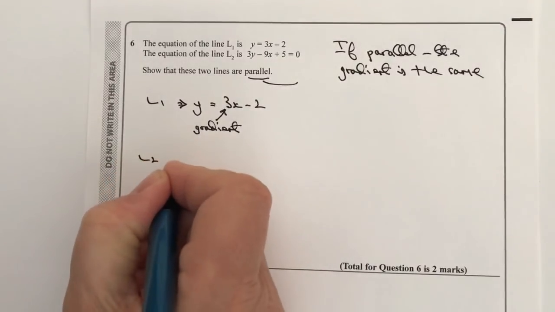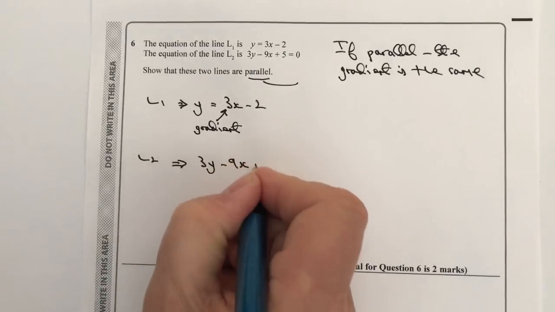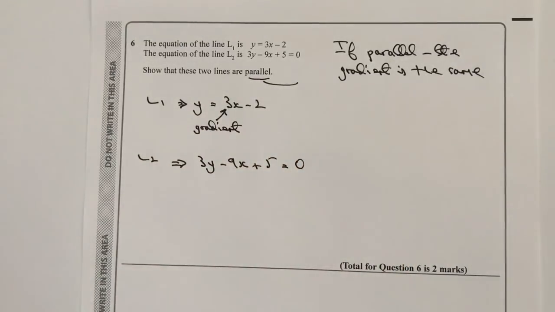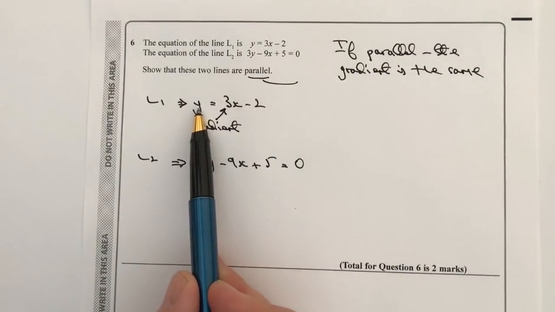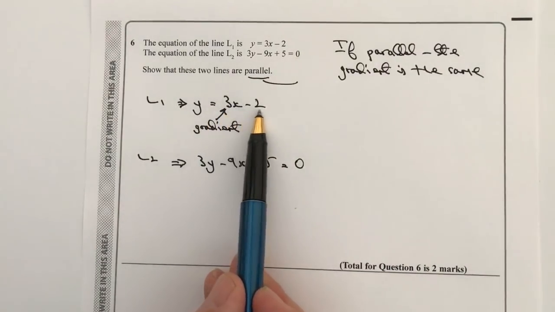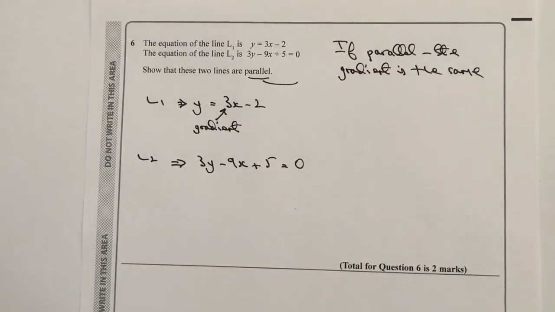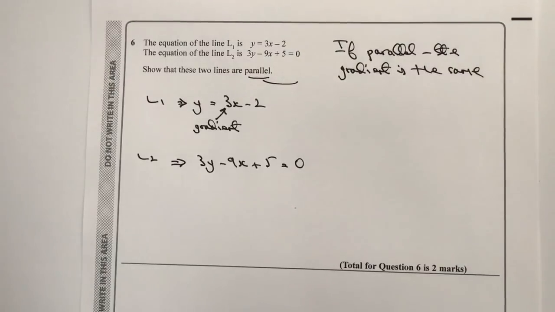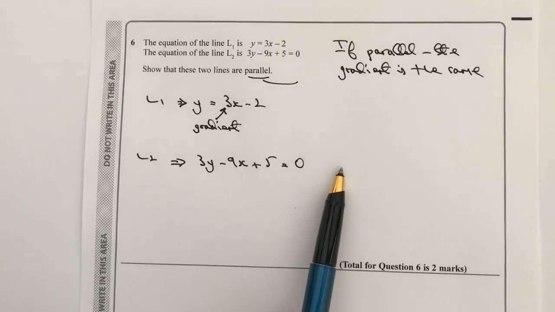With L2, that equals 3y minus 9x plus 5 equals 0. Really all of this is just a way of asking you to demonstrate how you can rearrange this formula to get the gradient. The first thing I'm going to do is remember that we need to show it in the standard form, y equals mx plus c. So that's the standard form. And I'm going to rearrange this in exactly the same way. In order to do that, I need to take this minus 9x and this plus 5 over to the right hand side.